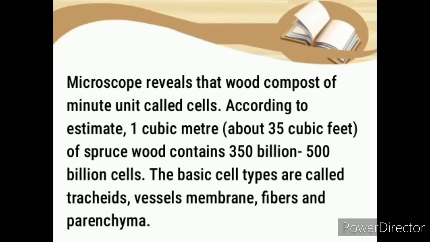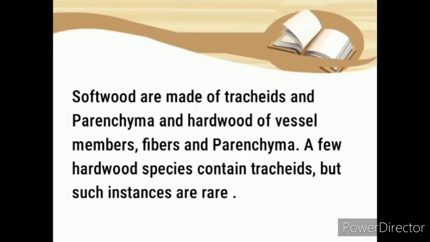Tracheid cells provide physical support and conduction of water and sap, while parenchyma cells provide storage of nutrients. The fibers provide support, and the vessels provide conduction of sap. Softwoods are made of tracheids and parenchyma, and hardwoods of vessel members, fibers, and parenchyma. A few hardwood species contain tracheids, but such instances are rare.